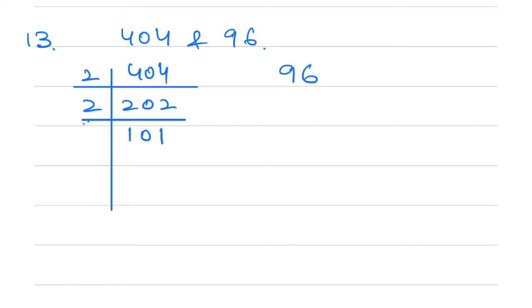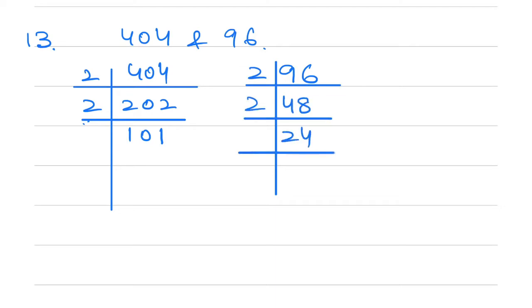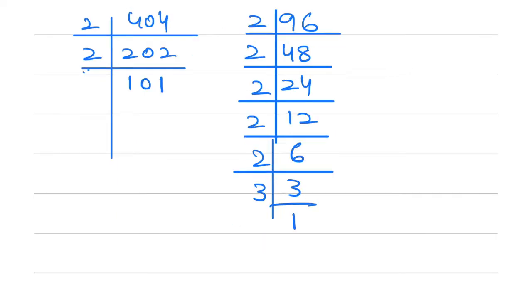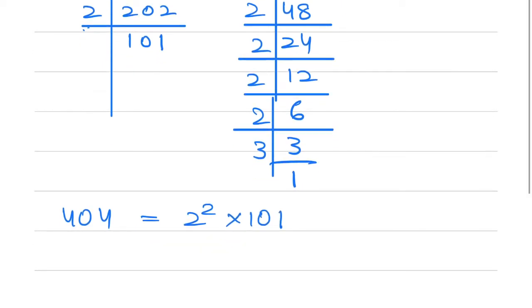Now let's move to 96. Factorize it. So 2, 4 and 8. Then we have 2 again, 24. Then we have 2 again, 12. 2 again, 6. Then we have 2, 3, 3 and 1. So here the factors for 404 is 2 square into 101, and the factors for 96 are 2 raised to the power 5 and into 3.